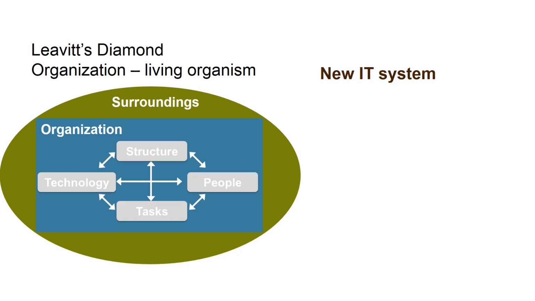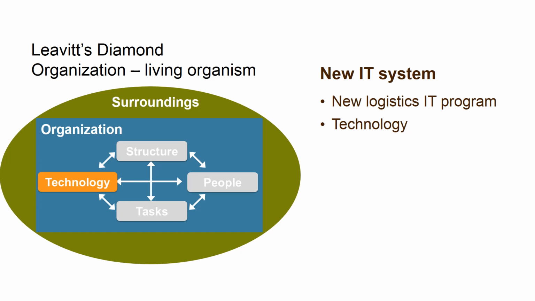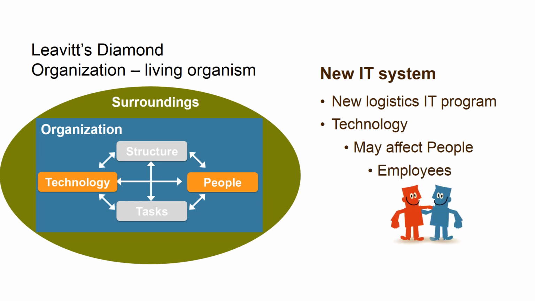A new IT system, such as a new logistics IT program. It is placed in the component technology. It may affect the component people. The employees in the Department of Logistics need to be trained to handle the new program.